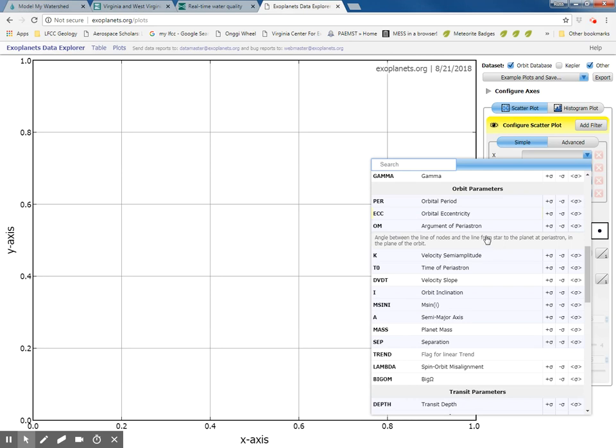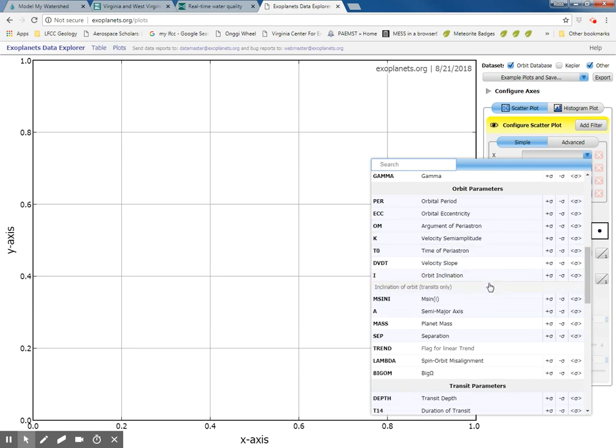So there's the argument of periastron. I wouldn't worry too much about that one. The time is now orbital inclination is kind of interesting. That's, of course, as we know, that most of our planets orbit in the plane of the solar system, but there is sometimes orbital inclination.